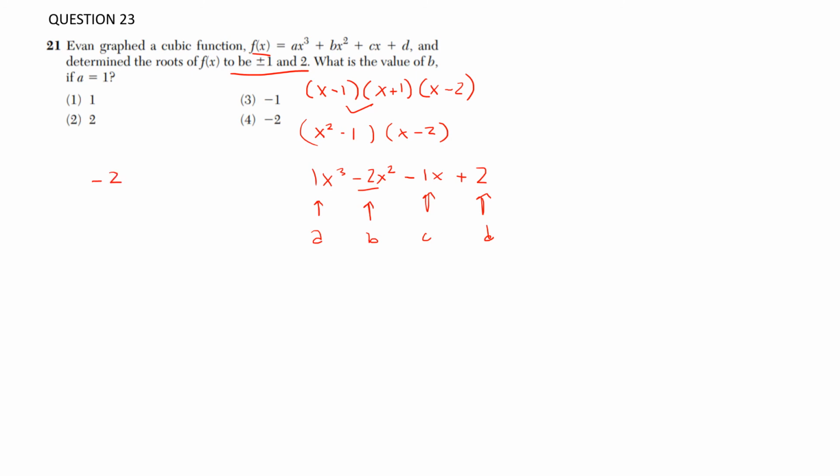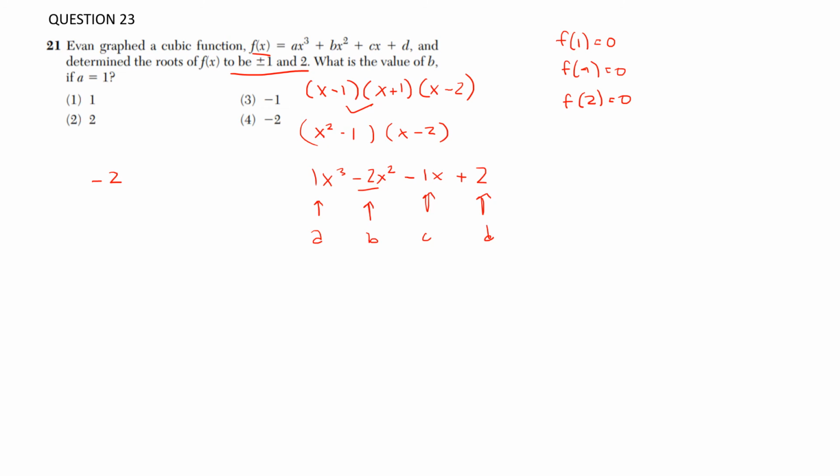However, there's also another way to go about doing this. Because you know that each one of these roots make this function equal to 0, you know that f of 1 equals 0, so does f of negative 1, and so does f of 2. That also equals 0, right? So doing this, you can just plug in these x values. I'll give an example for f of 1.